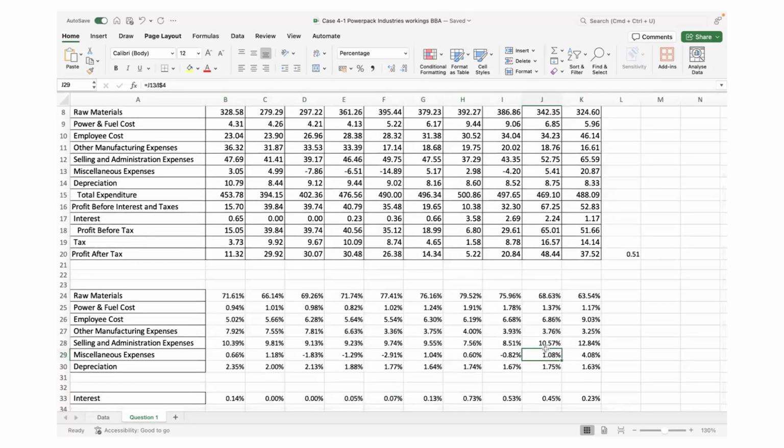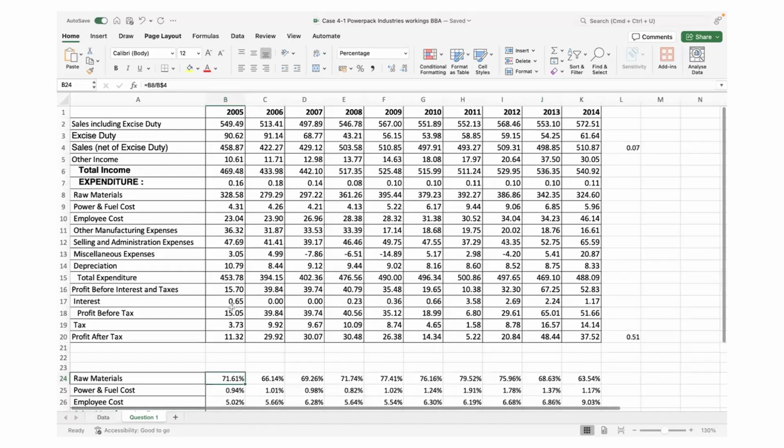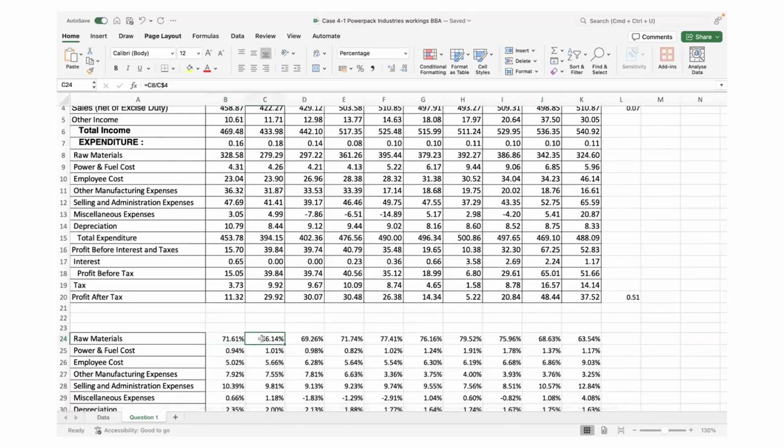If you look at that, there are two cost elements which are very high compared to other costs: raw material costs, and to some extent the employee cost, which is relatively high. Of course, selling, distribution and administrative cost is also high. The raw material cost was 71% in the first year, at the beginning of 2005, then it came down to 66%, moved up, then suddenly increased to 77, 76, 79, and then suddenly dropped to 68% and 63%.